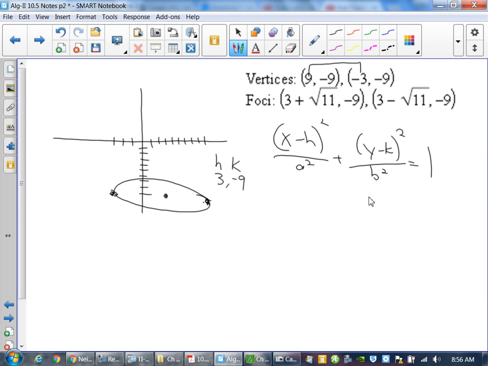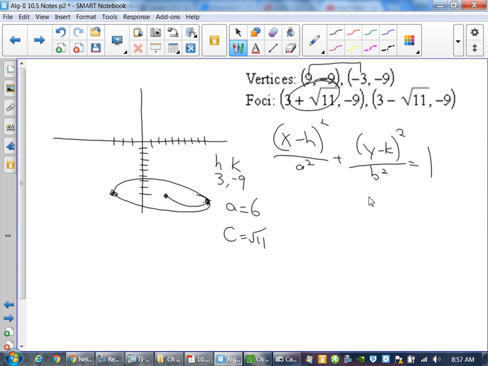So you know that much now. Now you also know that the distance from the center to the vertex is your a value. Well, that's going to be 6. It also tells you that the distance from the center to the foci is going to be the square root of 11. Because notice, your center is at 3, and you're adding root 11 to it. You're subtracting root 11 from it. So your c value is the square root of 11.